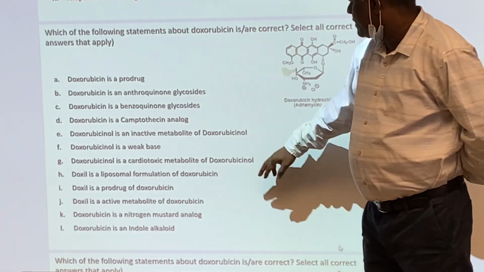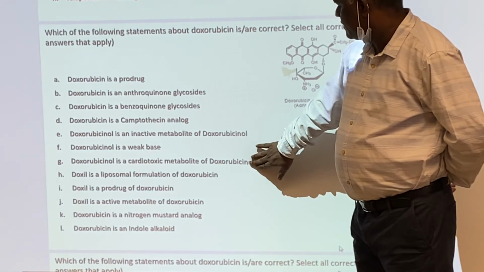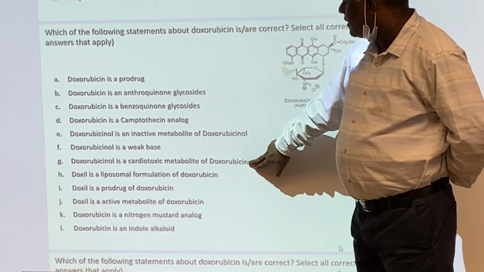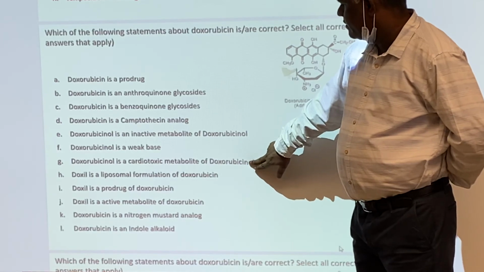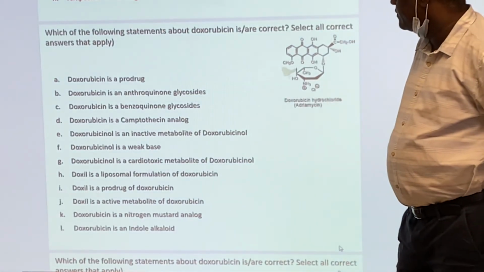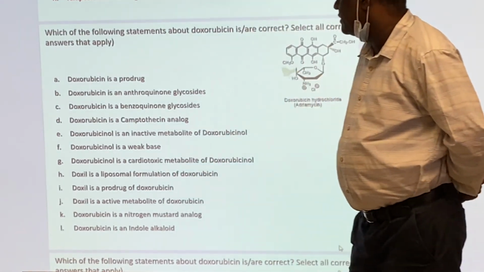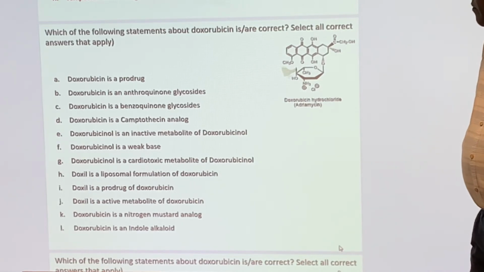Sorry, this is rubicin. The ol is not required here. So doxorubicinol is a cardiotoxic metabolite of doxorubicin. That is right. Doxorubicinol is the cardiotoxic metabolite of doxorubicin. That's G, it is right. And Doxil is the liposomal formulation of doxorubicin. That is also right. And that's all.